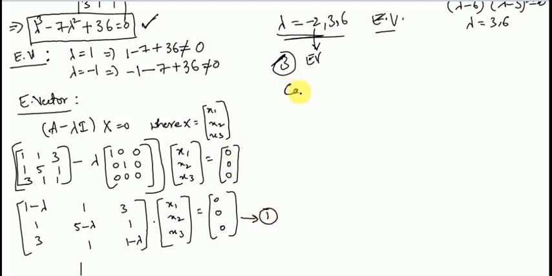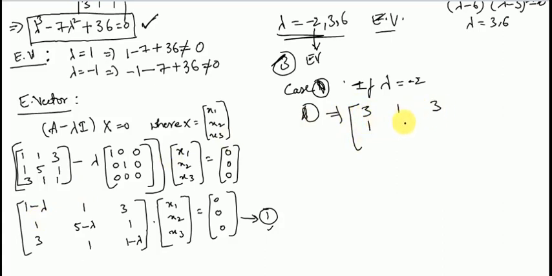Case 1: I am considering lambda equals minus 2. Then the equation becomes, substituting lambda equals minus 2, 1 minus of minus 2 is 3 here, and the other elements are as they are. Here we get 3, 1, 3; 1, 7, 3; and 3, 1, 3, multiplied by x1, x2, x3.